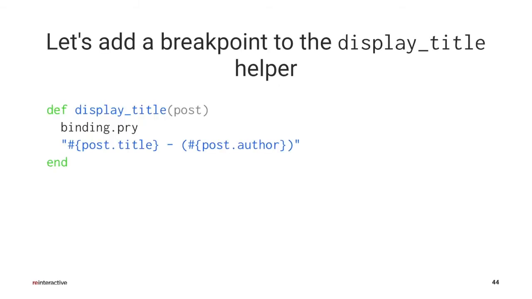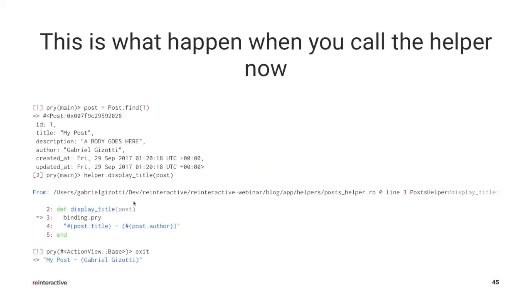So if we add the breakpoint to the display title helper on that blog, when we run, we find a post, and then we run that method. Instead of showing directly the result that it should, Pry is going to stop like this, and it's going to open another console for you here. And if you just exit, it will run as it should normally.